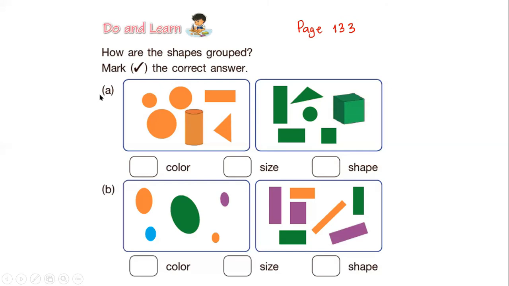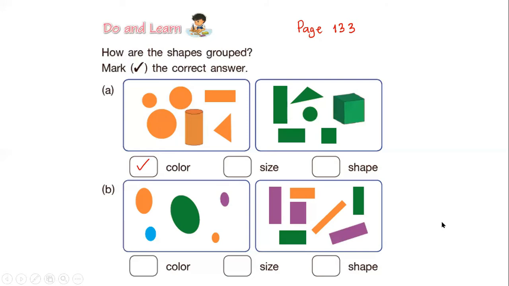Okay, now we look at part A. Are they grouped by color? Are they grouped by size? Or are they grouped by shape? What do you think? Oh yes, these are grouped by color. So we have to check here. Okay, now I would like you to answer part B.